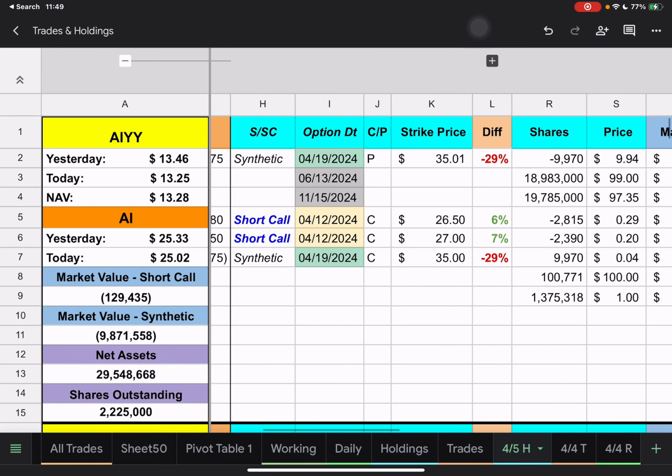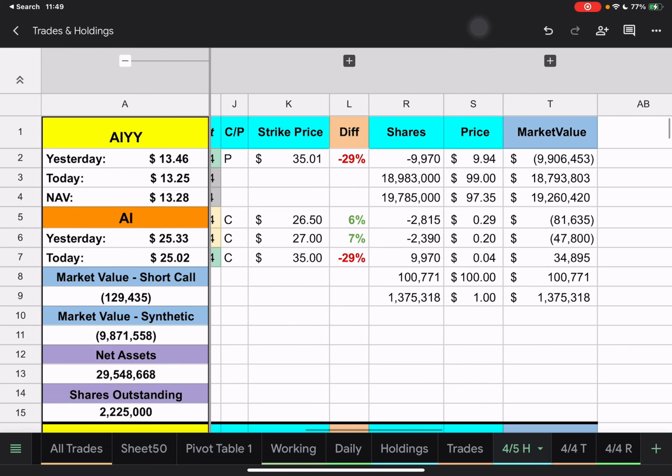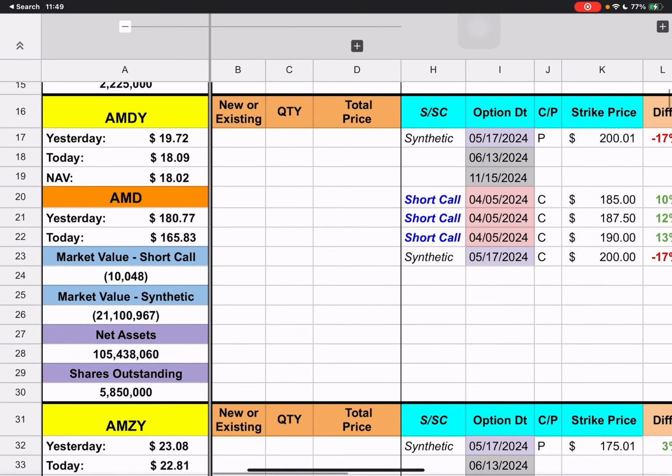And then the two new short calls there with the strike prices of $26.50 and $27. And I don't know what the price is right now. So as of yesterday, we were under these by 6% and 7%. And then if we move on to AMD, there were no trades there.